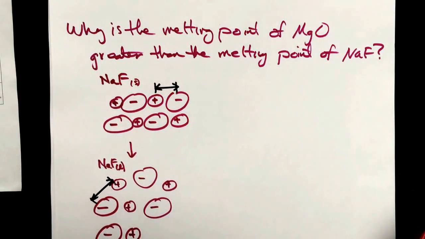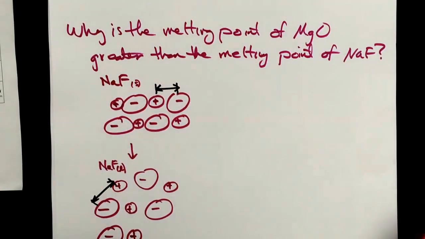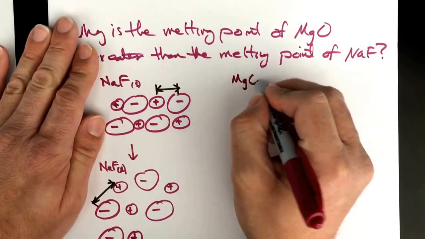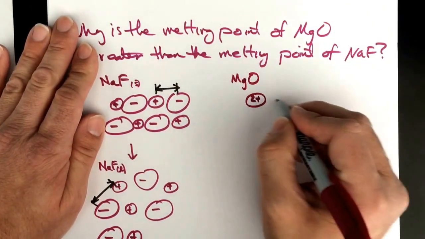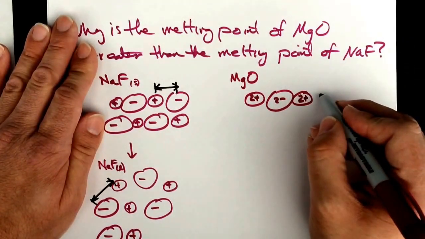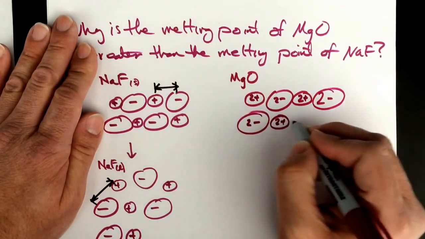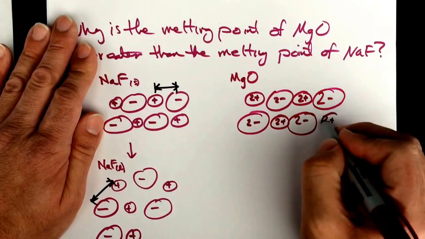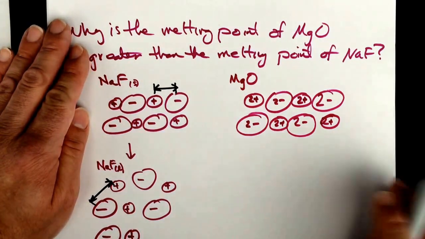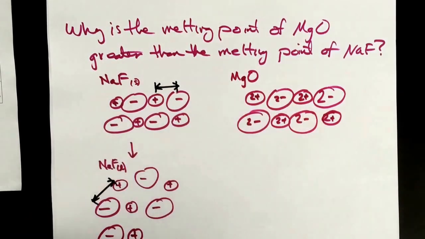So the question is, which one takes more energy to increase this distance between the ions? Does it take more energy to do this for sodium fluoride or for magnesium oxide? And so let's draw ourselves a model for the magnesium oxide lattice, which will look like that. And so then the question really comes down to which one is harder to separate, a +1 and a -1, or a +2 and a -2.